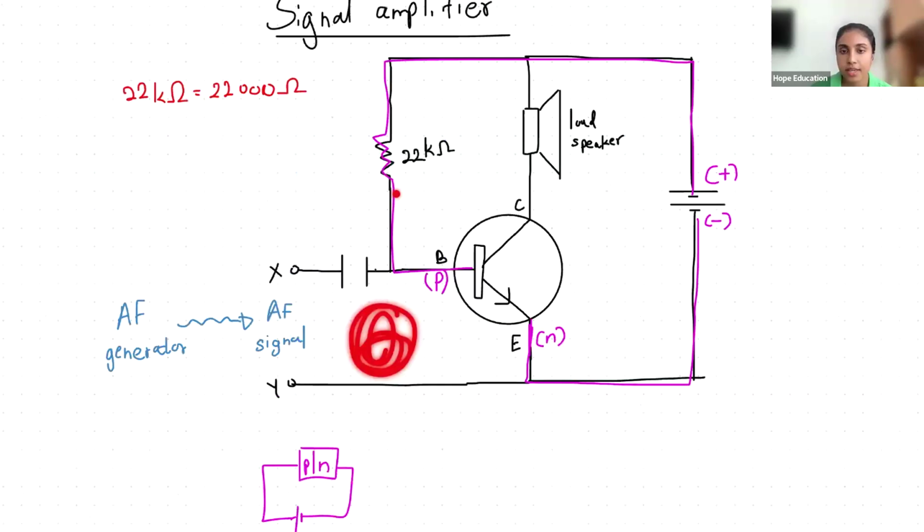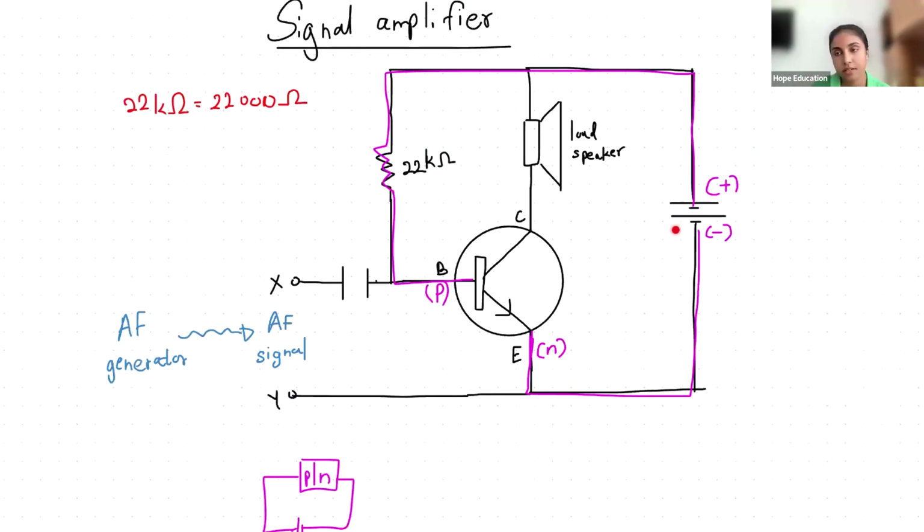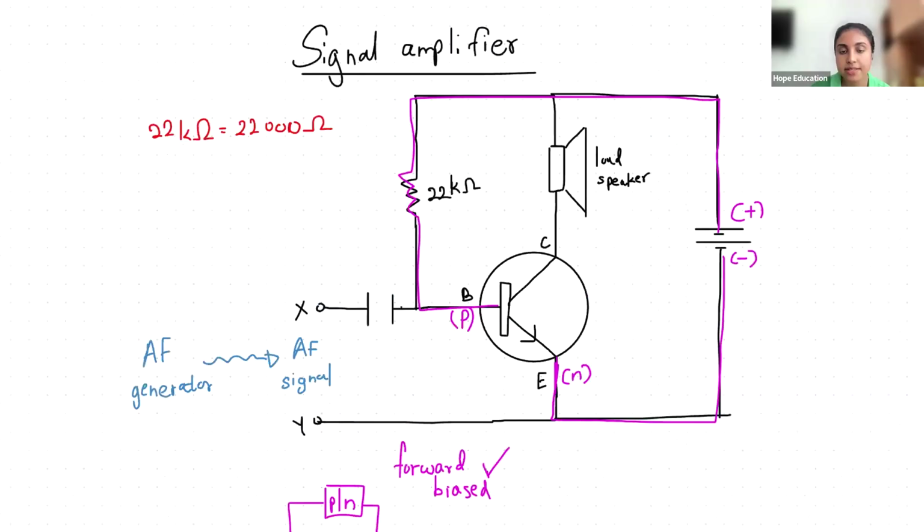Yes, Yansilu. Current flows through the loudspeaker. I will explain how it happens, right? So now base emitter is forward bias, no problem. Now there's a small problem. This is forward bias now. Now we have another problem. Let's see what this is.